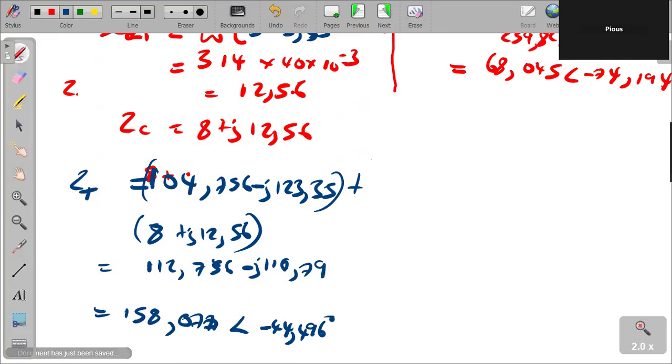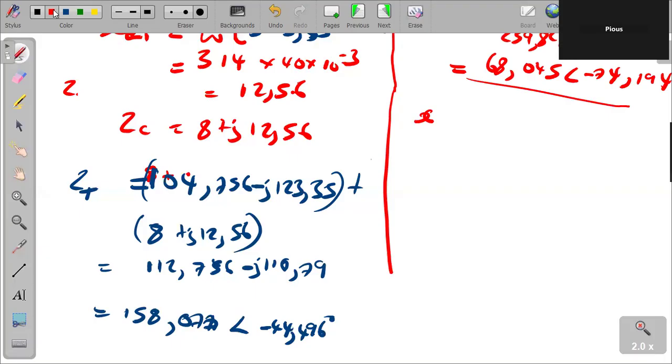Let's do the same for the third harmonic. Number one, we need XL. Let's first quickly convert this to rectangular. It's going to be 18.548 minus j65.52. So let's now calculate XL3.